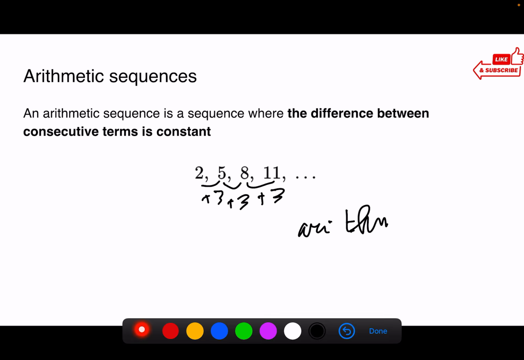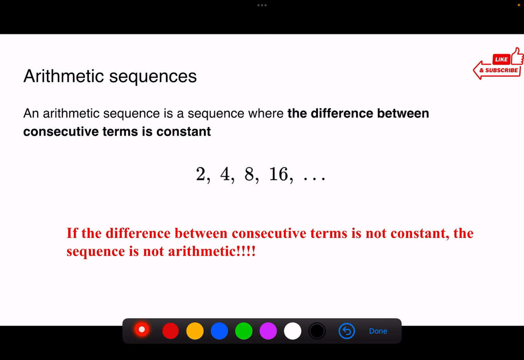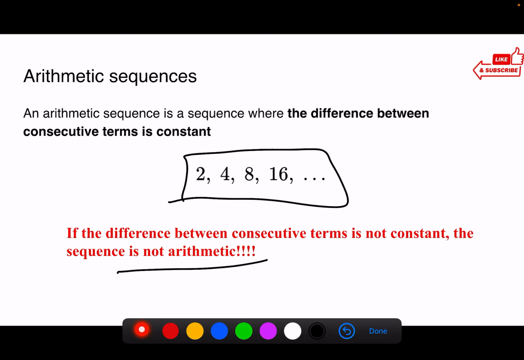So this is how you can define this. In this sequence right here, between 2 and 4, we add 2. Between 4 and 8, we add 4. And between 8 and 16, we add 8. Since the difference between the consecutive terms is not constant, this sequence is not arithmetic. So if the difference between consecutive terms is not constant, the sequence is not arithmetic. That is what is shown here in this example.